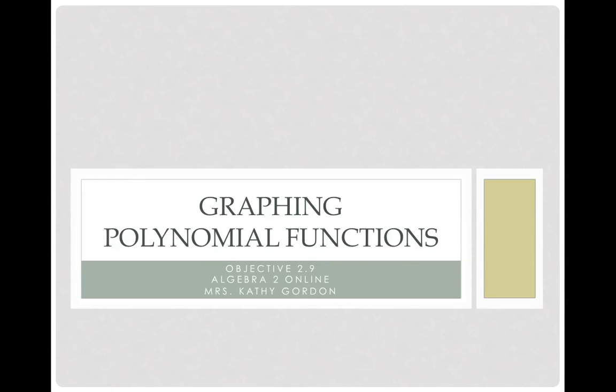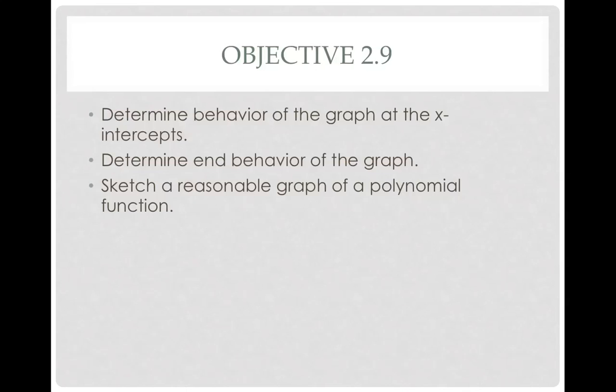Objective 2.9, Graphing Polynomial Functions. In this objective, we want to be able to determine the behavior of the graph at the x-intercepts and determine the end behavior of the graph. And then using those two pieces of information, we want to be able to sketch a reasonable graph of our polynomial function.